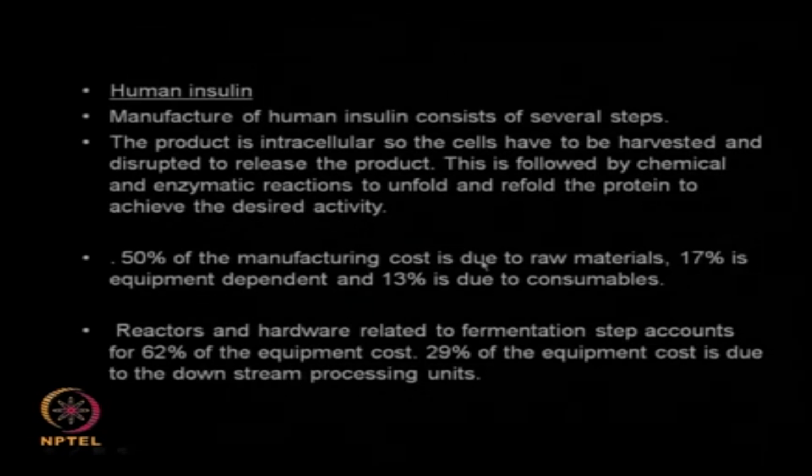50% of the manufacturing cost is because of the raw materials, 70% is because of the equipment, and 13% because of the consumables, and 62% of the cost of the hardware is because of the fermentation and the reactors as well, and 29% is due to downstream. So you see almost 30% of the equipment that is needed in the manufacture of human insulin is downstream units. So if I can reduce the number of units, I am going to save on the equipment cost.